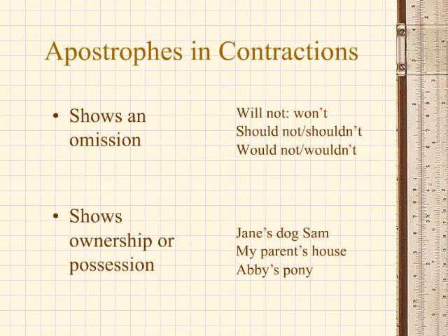We also use apostrophes to show ownership or possession. If something belongs to you, you use an apostrophe to show that, like this: my parents' house, Jane's dog Sam, Abby's pony.